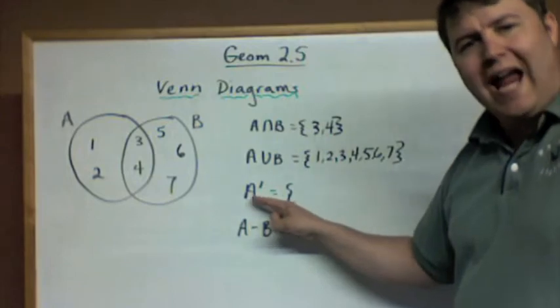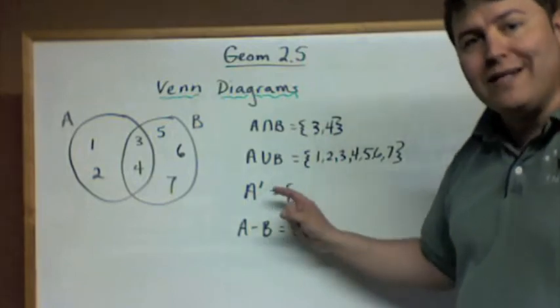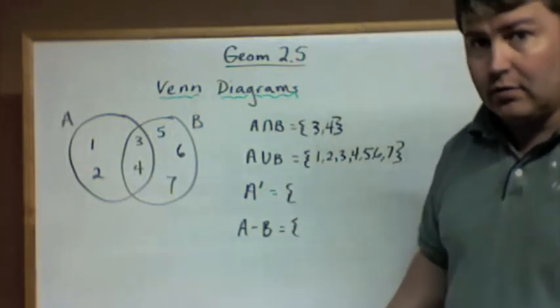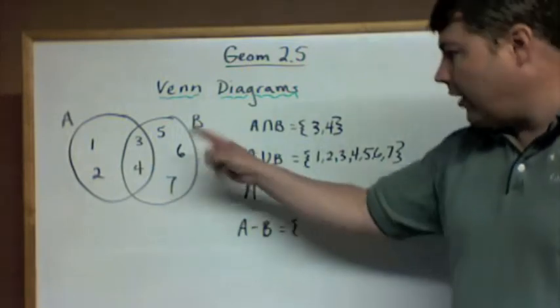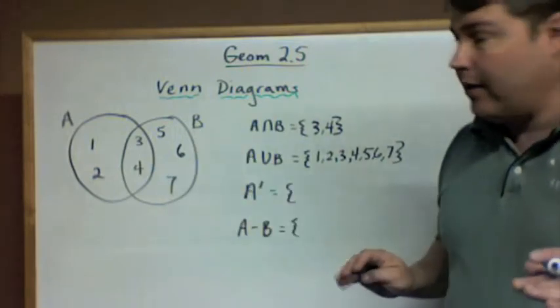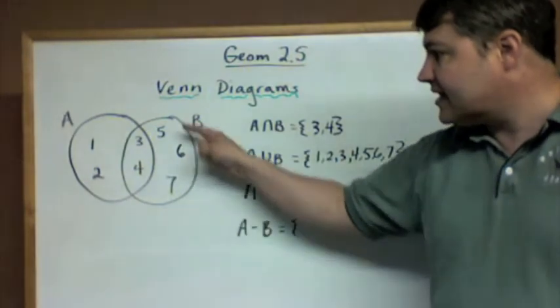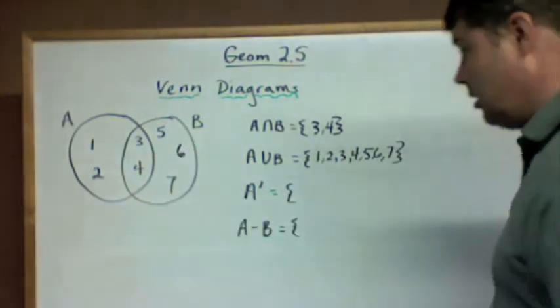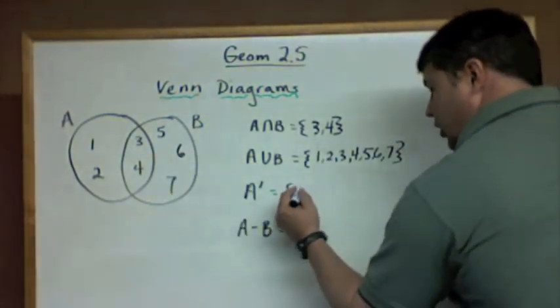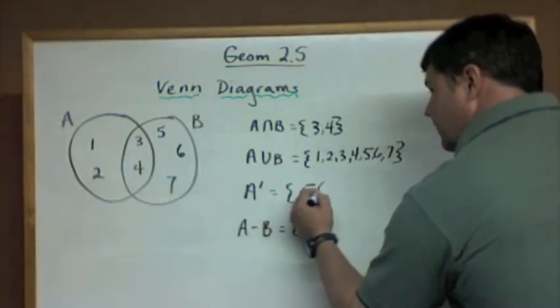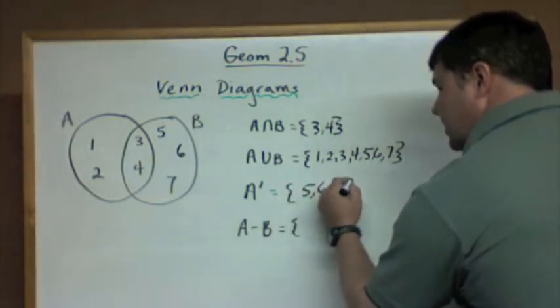This is called A prime. And what it means is all the stuff not in A. So what numbers are on this Venn diagram that are not in A? Well, it looks like 5, 6, and 7. All the rest of them are in A. So A prime, or not A, is 5, 6, and 7.